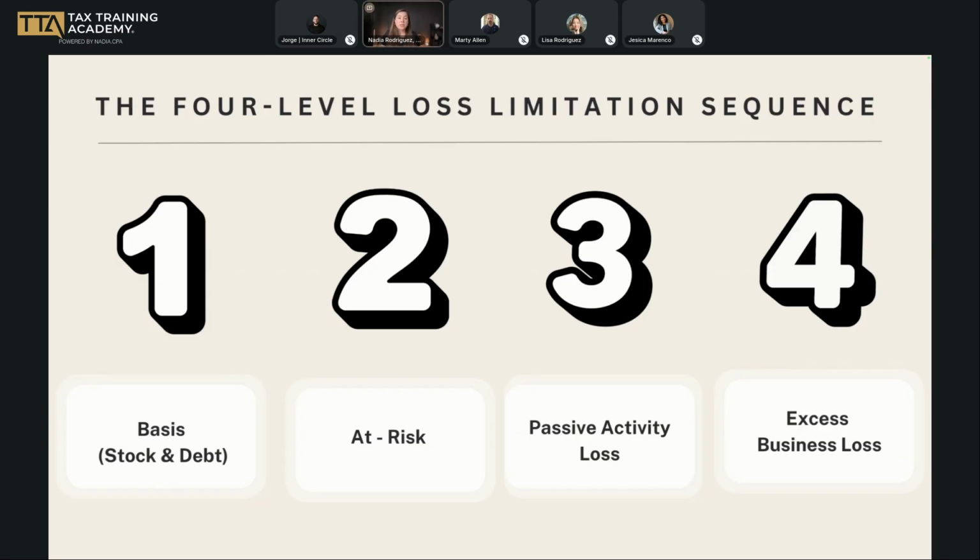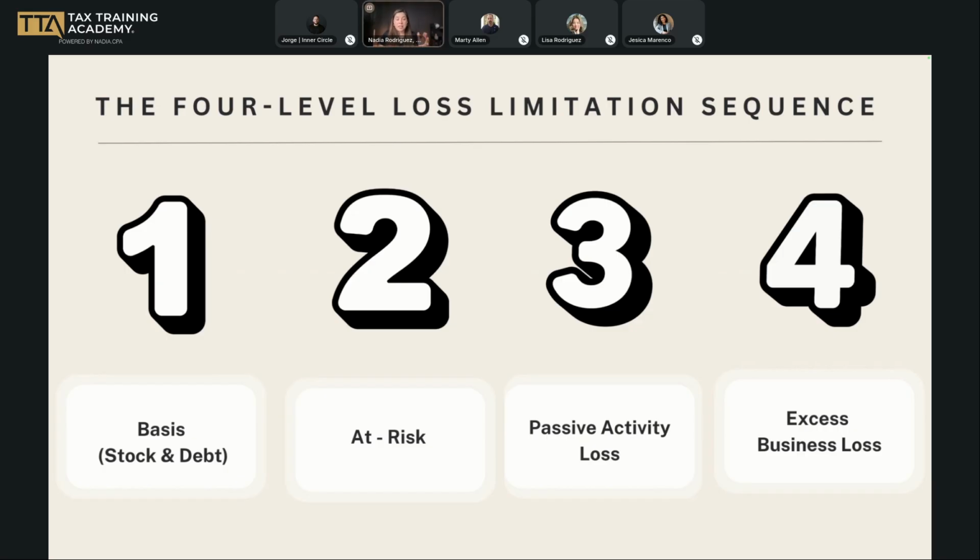And if the shareholder is personally liable for these loans, even though it's not a shareholder loan to the S corporation, it does matter, because it's going to increase our basis in at risk. They're at risk for that type of liability.